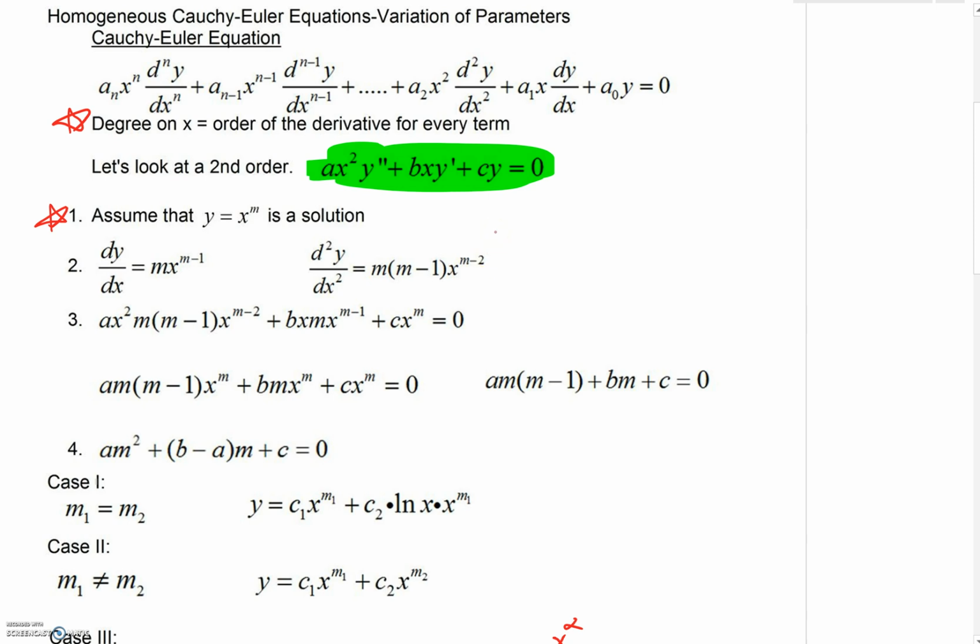And then we substitute these in. And what's going to happen? Well, right over here, we're going to have ax squared, but now that second derivative, you can see it's m times m minus 1, x to the m minus 2. We'll have bx, but our y prime is going to be m times x to the m minus 1. We have c times y, but our y is x to the m.